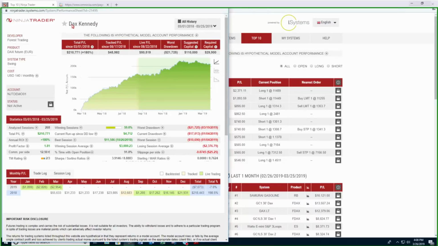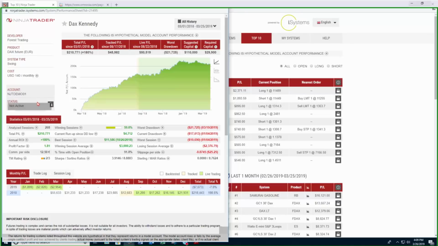So this is a DAX Kennedy. The DAX is the European market. It's an index, and it's a swing system, 140 a month. You can see, obviously, the system has a lot more risk reward to it, so naturally your required capital is going to be higher than your suggested capital. But let's just say you're looking at the system. You can activate them from either two spots, one from the screen here, from the performance sheet, or you can do it from the top 10.